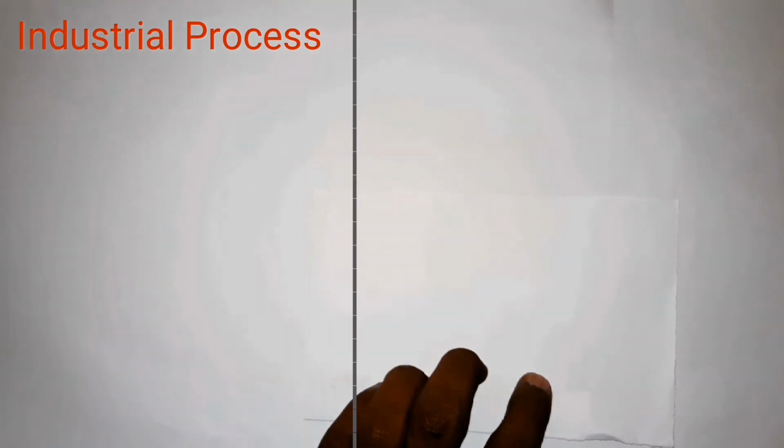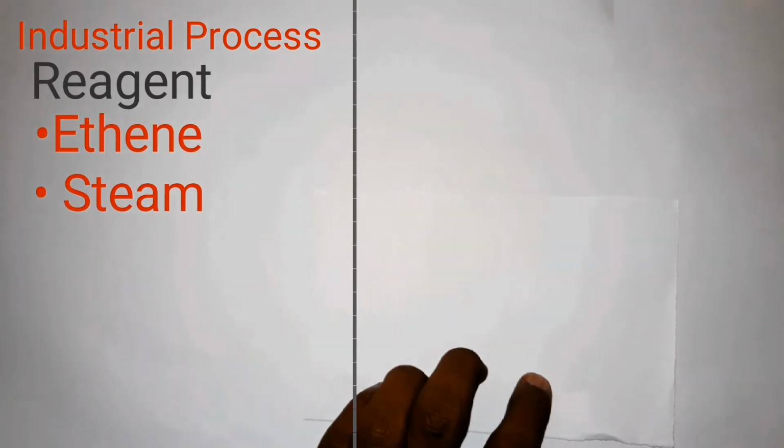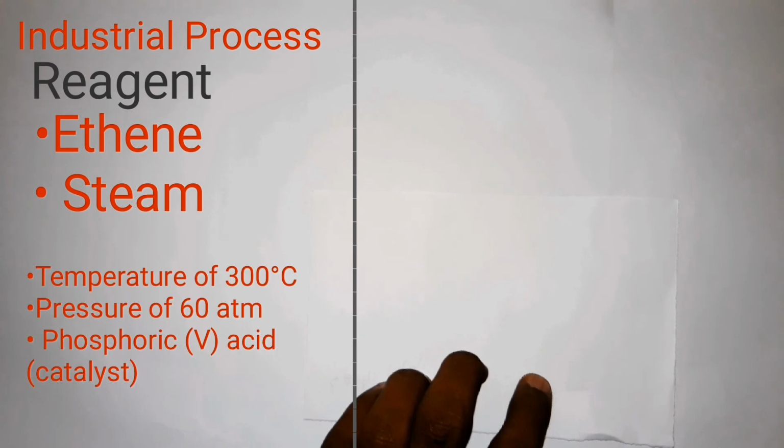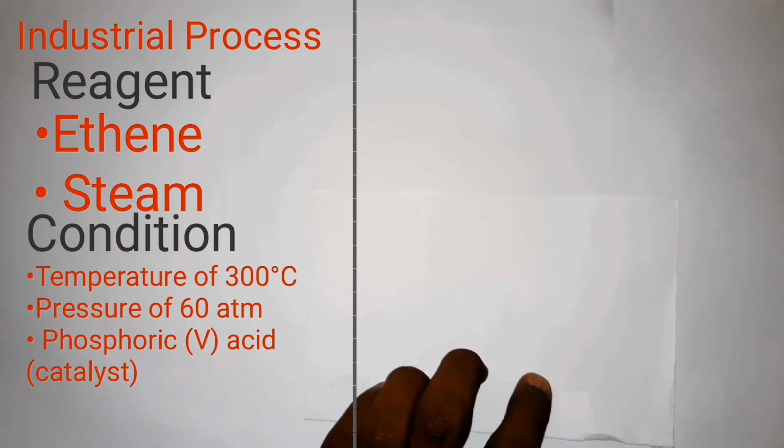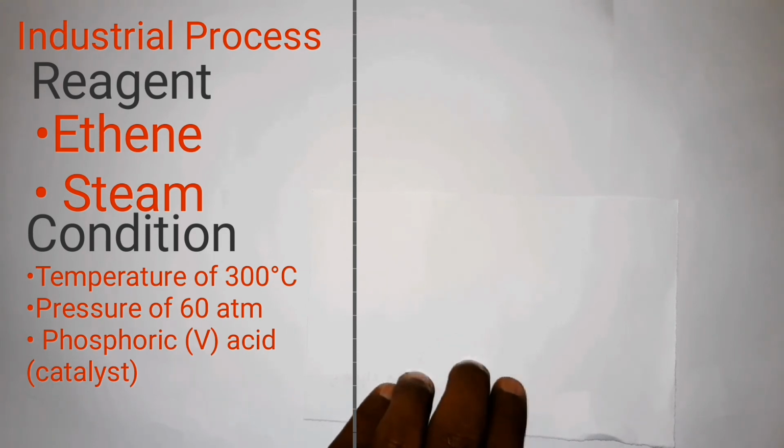The other method now can be done industrially. So the reagents required are ethene and steam. Then the conditions required are a temperature of 300 degrees Celsius and a pressure of 60 atmospheres. Now, the other condition is a catalyst, which is phosphoric acid. So this is how the reaction occurs.